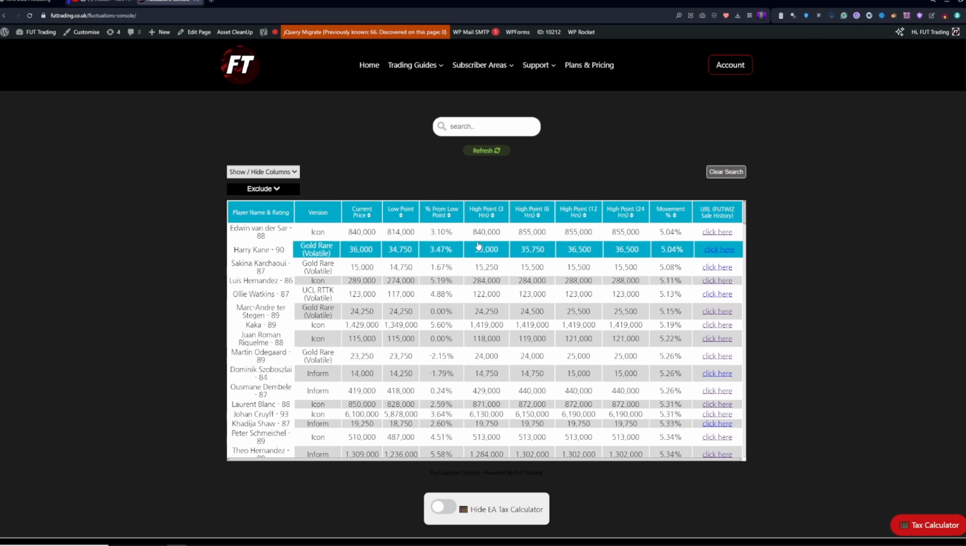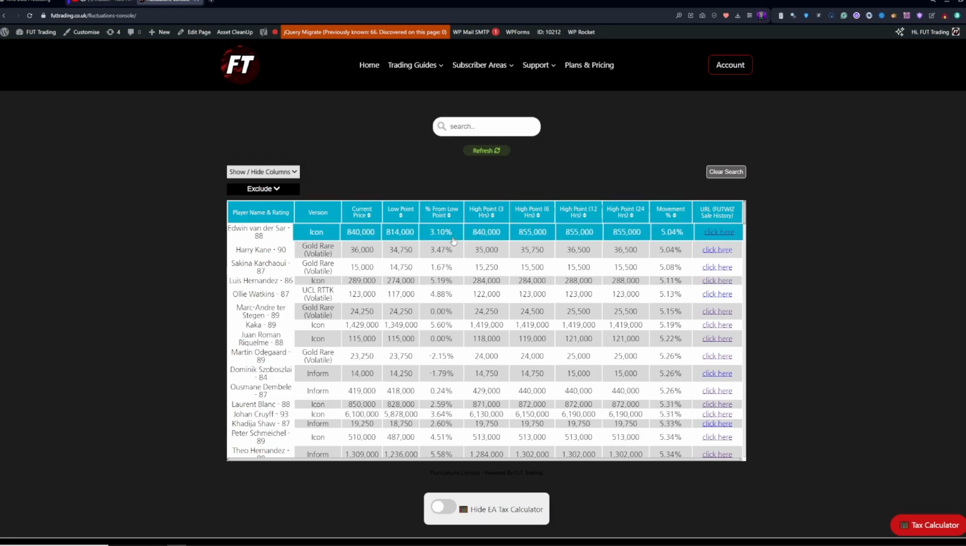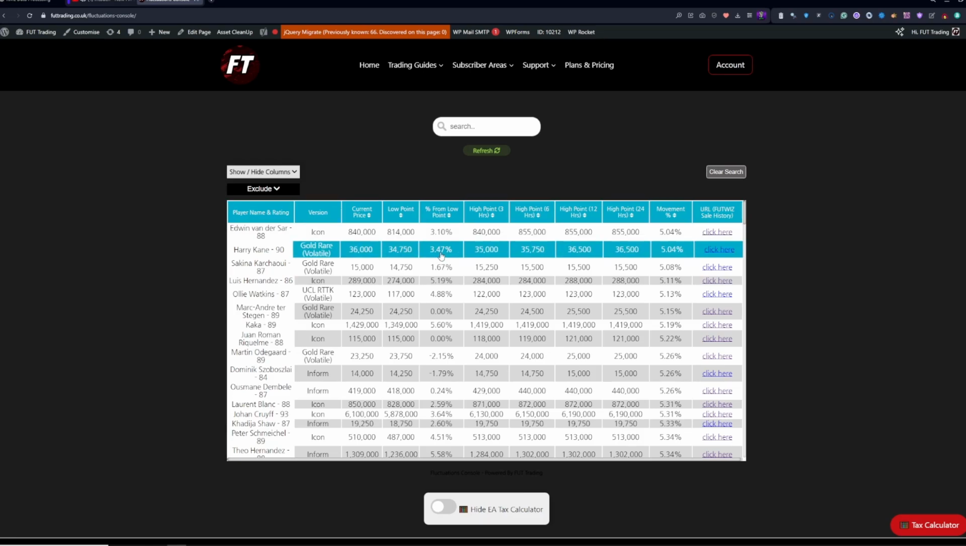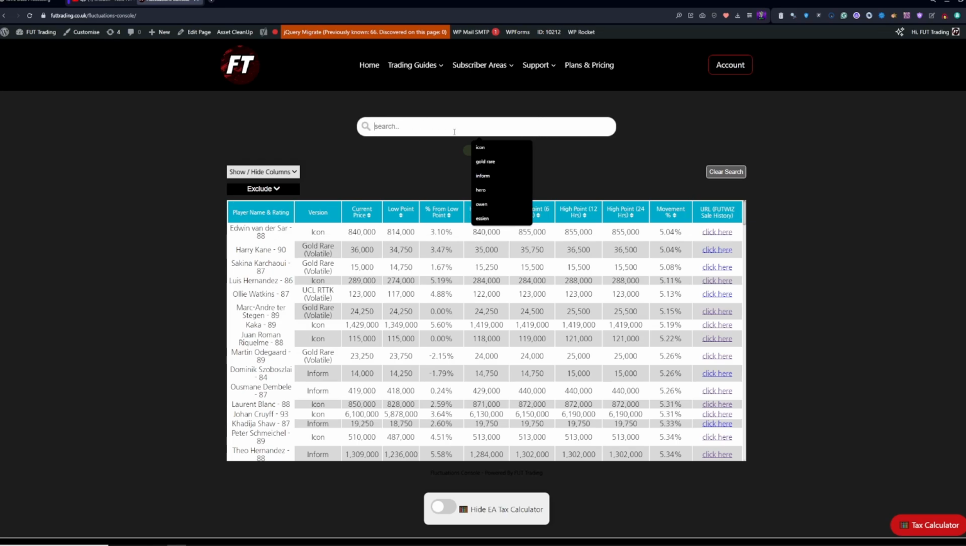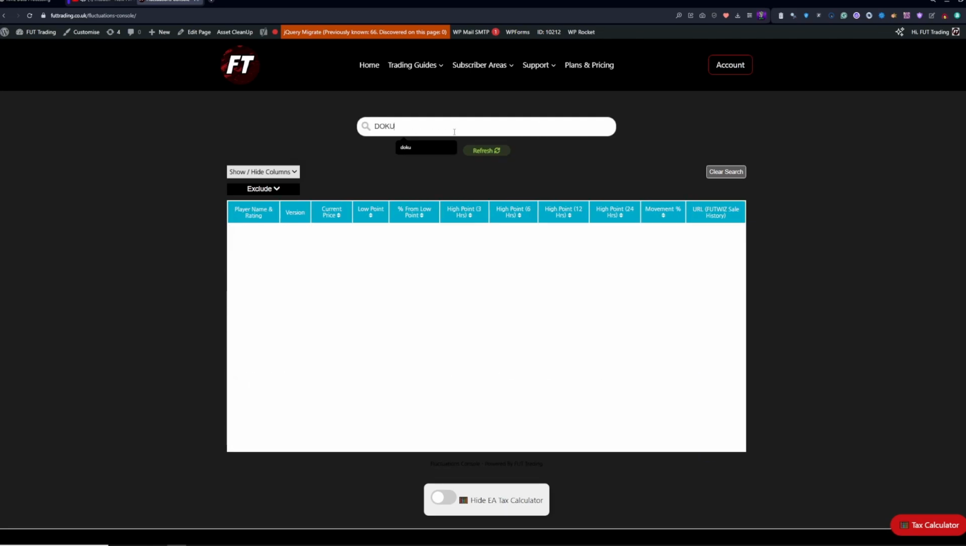Whenever a certain card that isn't showing on the page starts to fluctuate more than 5%, the card will start to appear on the page automatically as well. So if you look up, for example, Doku, you can see that he doesn't show up right now. He has an RTTK, but he's not visible right now because he's not moving more than 5% in real time as of the time of recording the video.